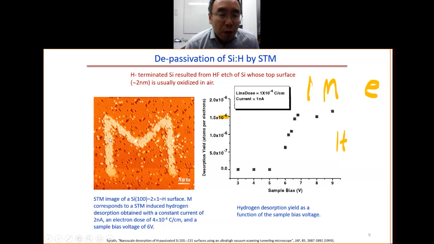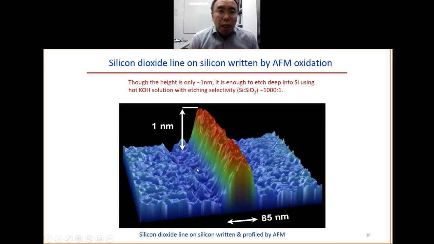So here's the example of the desorption. This part here you have the hydrogen atom. In this letter M here, there is no hydrogen. The hydrogen from this place is dissolved by this process. As we said, the process is self-limiting. You can have only about 1 nanometer, because once you have this 1 nanometer silicon oxide, it becomes insulating. Then you can no longer pass current, so it will be stopped.